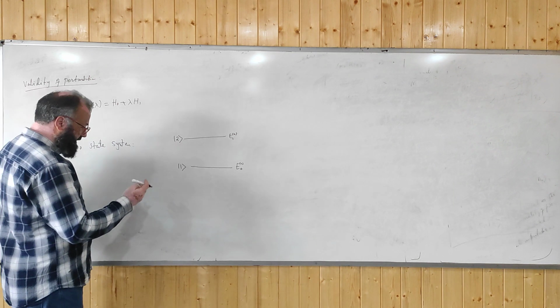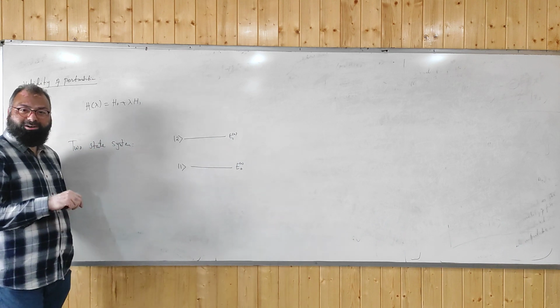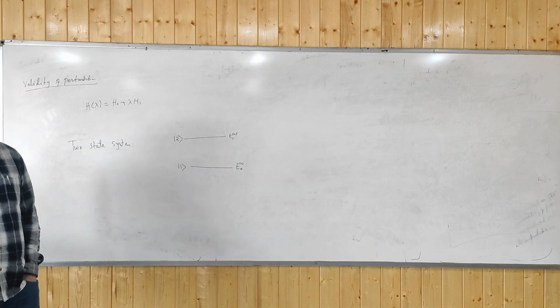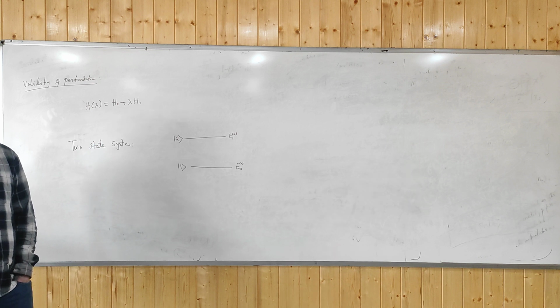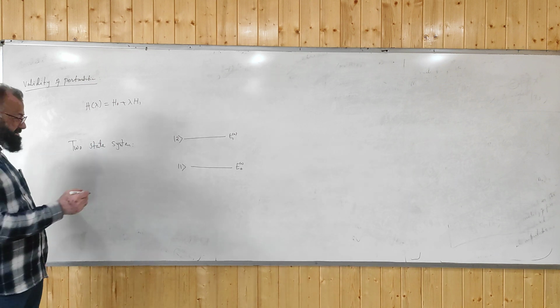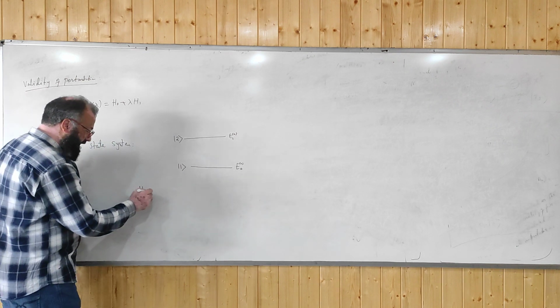If I have this two-level system, how do I write the Hamiltonian? Linear combination, how? Give me the form. Let me write the unperturbed Hamiltonian as H_0. So how will I write it?